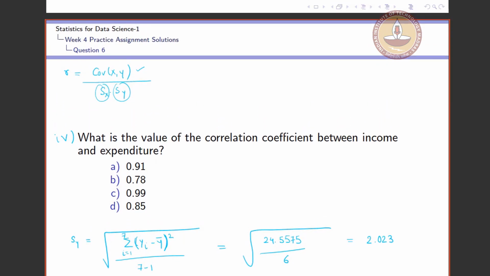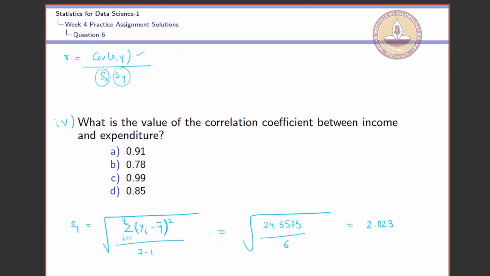Now let's find the correlation coefficient. So our covariance, as we have calculated, was equal to 7.33. Our S of x was 3.638 and S of y we have calculated to be 2.023. So it will be equal to 0.997. This is our correlation coefficient between income and expenditure of relatives of Ajay.